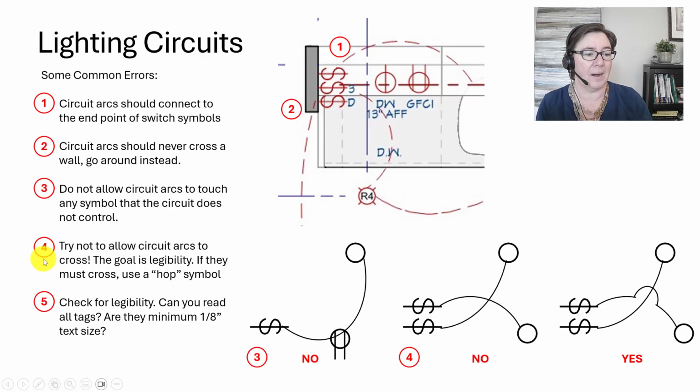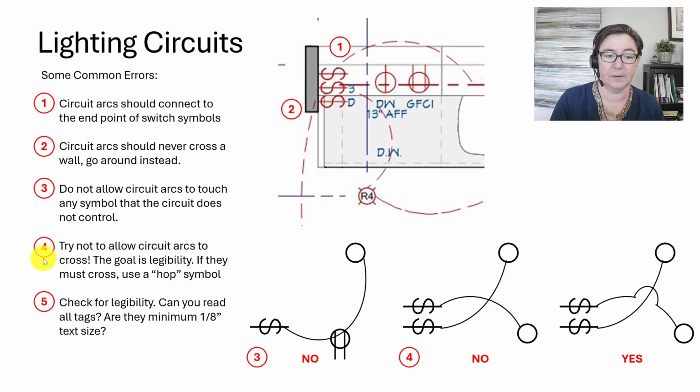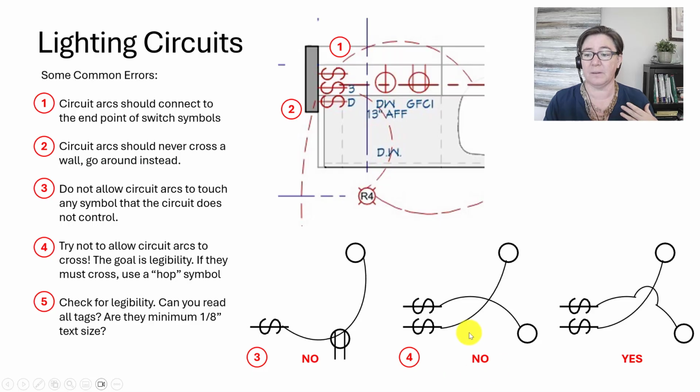Number four, try not to allow circuit arcs to cross. The goal is legibility. We should be able to really quickly and easily tell which lights connect to which controls. So I've got an example here. Honestly, this is not too bad because it's pretty easy to tell how these cross. In some other examples, it's very difficult, but typically we don't want them to cross.